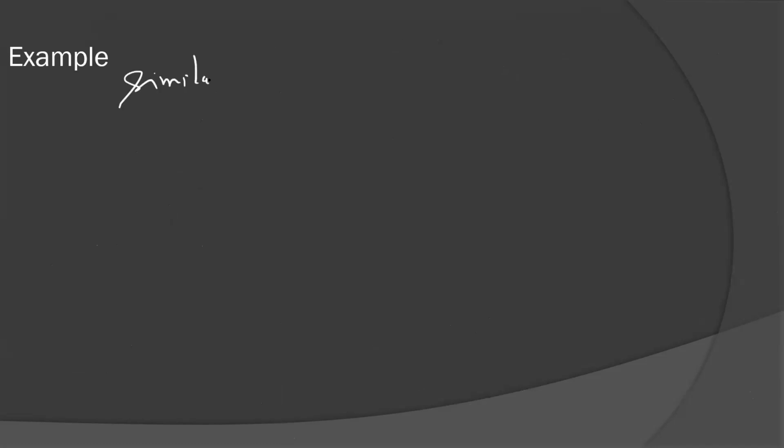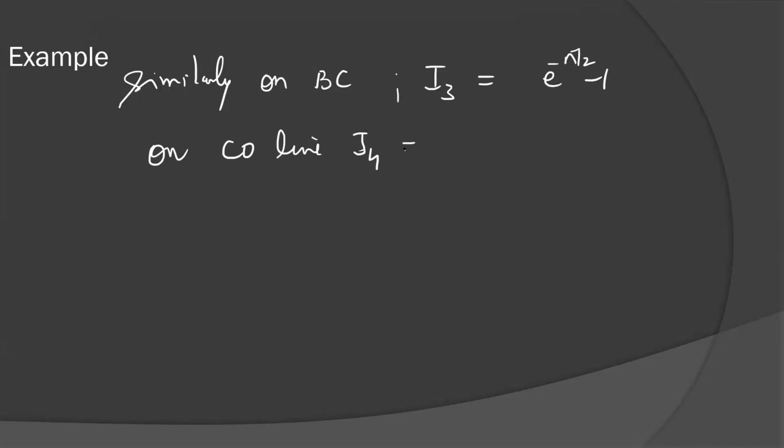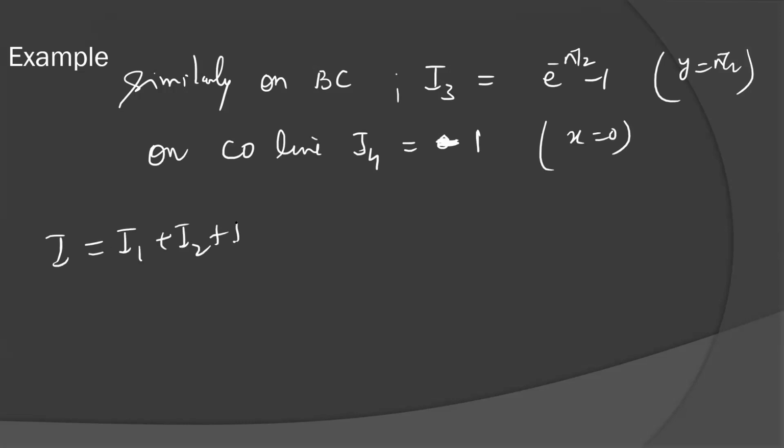Similarly, on the BC curve, your I3, you can find that it will be on the y equal to pi by 2 line. It is equal to e to the power minus pi by 2 minus 1. And on the CO line, your I4 will be 0, minus 1, sorry. You can verify that. Here your x will be 0. Here your y will be pi by 2. Now add all. So I1 plus I2 plus I3 plus I4 is equal to, if you add, you will get 2 e to the power minus pi by 2 minus 1.